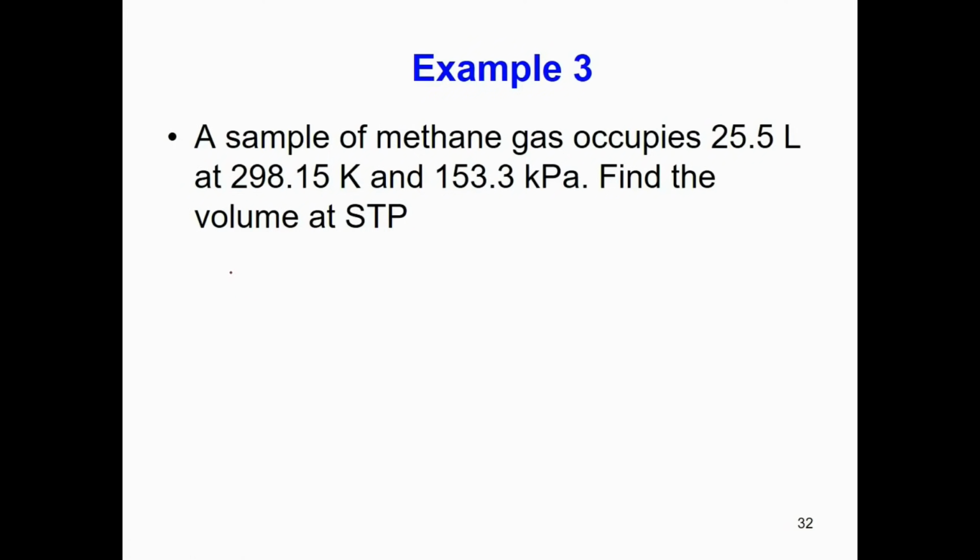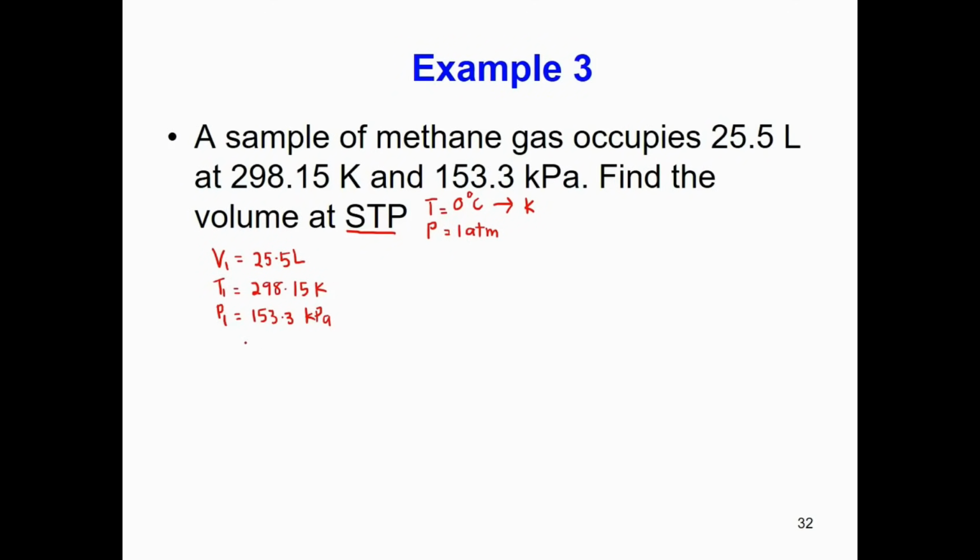Now let's list down all the information given. V1 given in the question is 25.5 liter. The initial temperature is 298.15 Kelvin and the initial pressure is 153.3 kilopascal. At STP, which means standard temperature and pressure, the temperature is 0 degrees Celsius and the pressure is 1 atm. So you have to convert the temperature into Kelvin. And since we have pressure in different units, P1 is given in kilopascal and P2 is in atm, you have to convert one of them into the same unit.